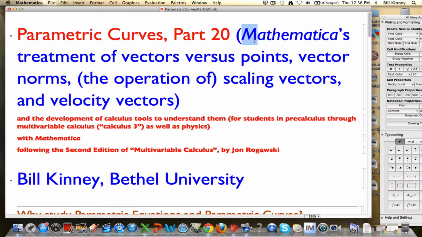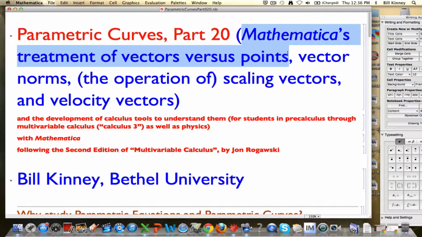There's a natural association between position vectors and points. We want to also think about Mathematica's treatment of that. What is that association? Position vectors are always based at the origin, and the tip of the arrow is always at the location of the object as it moves. Because of that, you can make a natural association between the vector, the arrow, and the point that it's pointing at when its base is at the origin. Mathematica makes that association too, and I'm going to talk about that in this video.